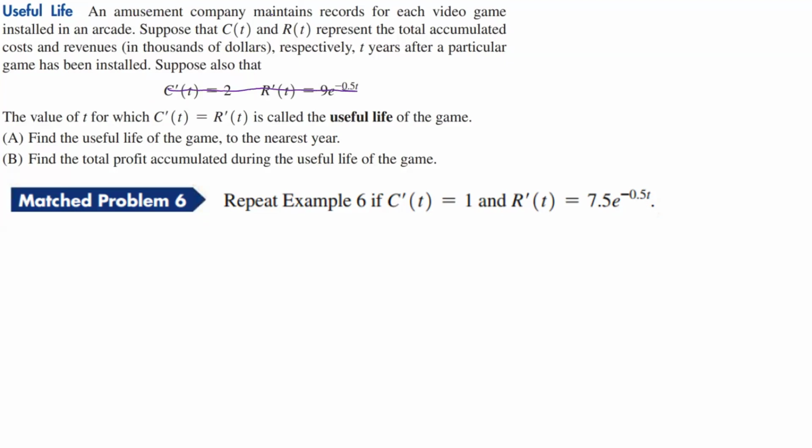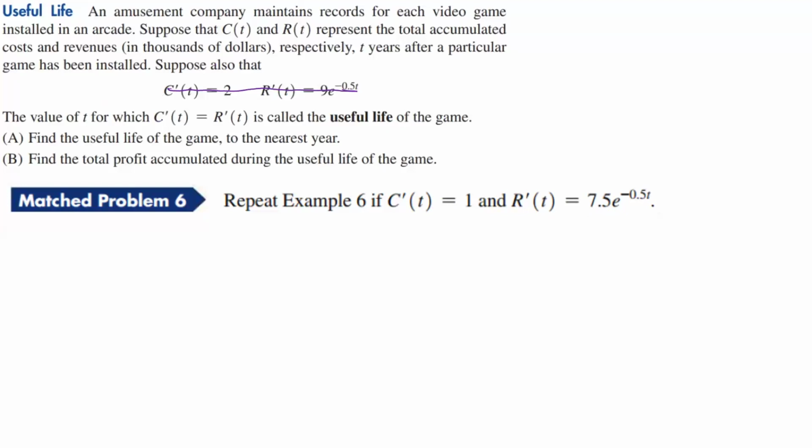It says an amusement company maintains records for each video game installed in an arcade. Suppose that C of t and R of t represent the total accumulated cost and revenues in thousands of dollars, respectively, t years after a particular game has been installed. Suppose that C prime of t is equal to 1 and R prime of t is equal to 7.5 e to the negative 0.5 t.